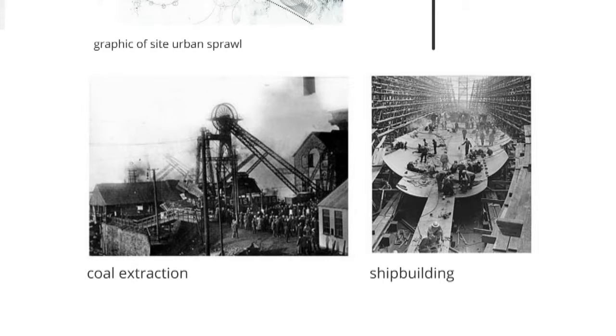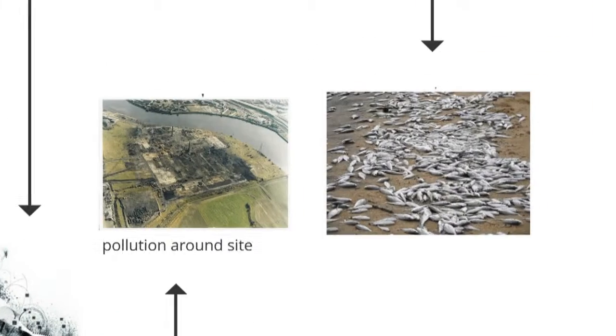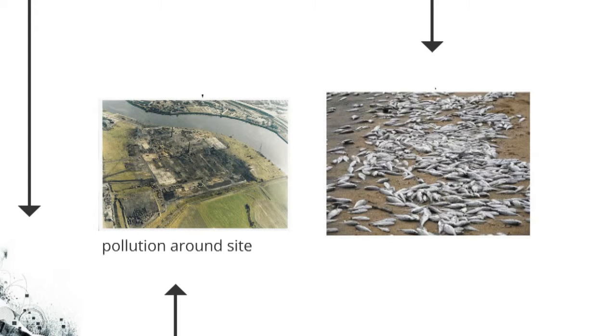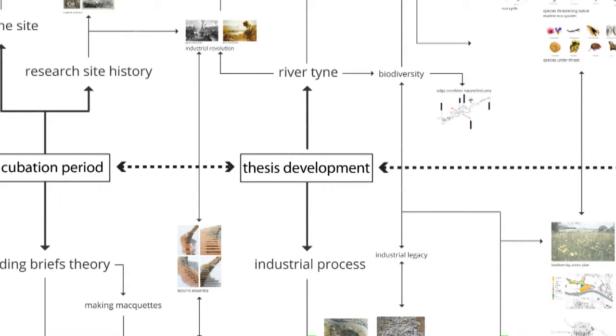In the 1900s the river was poisoned by the waste products of industry. Untreated sewage from 800,000 people also flowed straight into the river. The river was effectively dead for nearly 150 years, with no plant or animal species being able to live amongst the pollution.